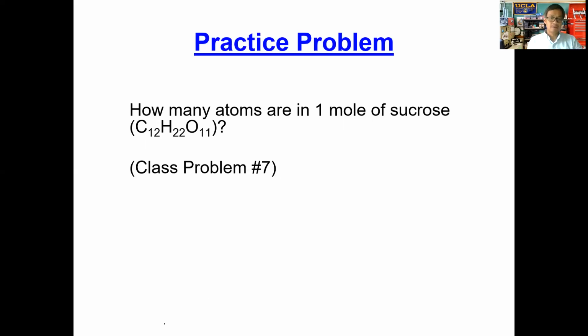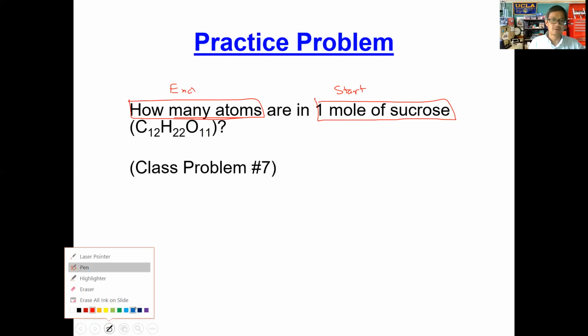Okay. Let's take a look at what we have here. Let's identify what we start out with. They're asking us about 1 mole of sucrose. So this is what we are given. This is what we are starting with. We're starting with this amount of sucrose, and what they're asking for is the total number of atoms in that 1 mole of sucrose. So this is what we want to end up with. If you notice, this is just a moles to particles conversion. Therefore, we're going to use Avogadro's number to get that done.